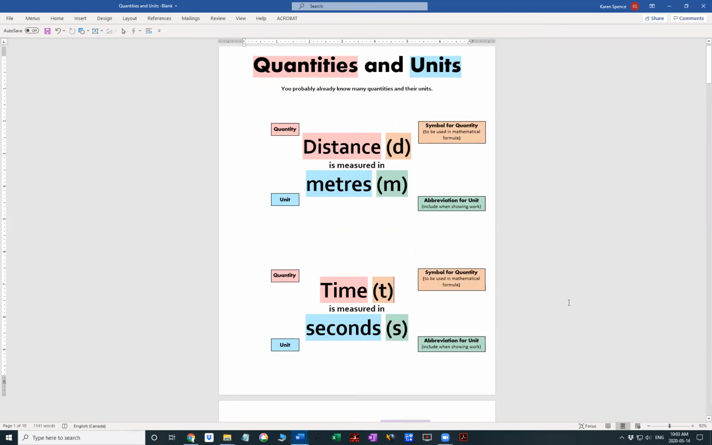It's important for you to note when you're writing the symbols and the abbreviations, whether you have a capital letter or a lowercase letter. If you write lowercase t, you mean time. If you were to write capital T, you would be referring to temperature.